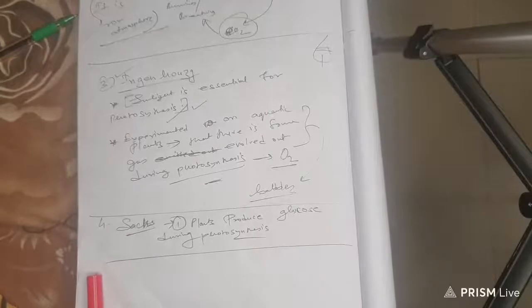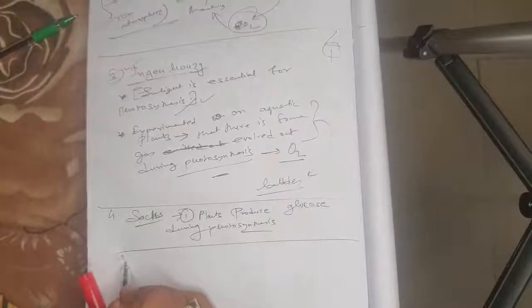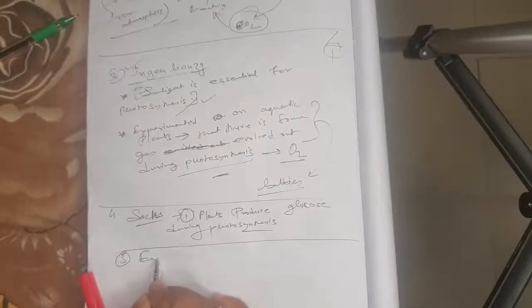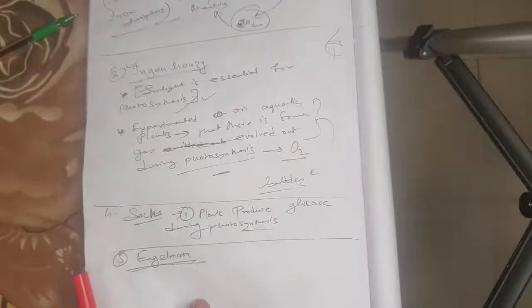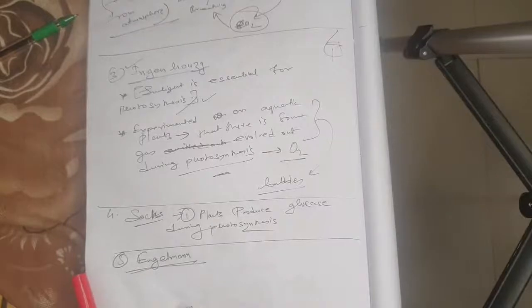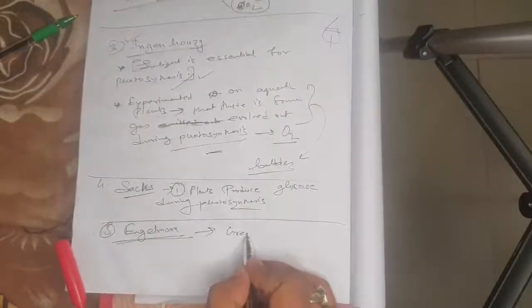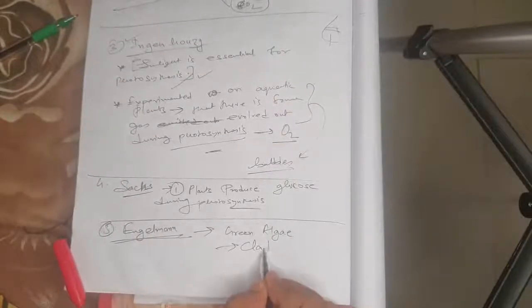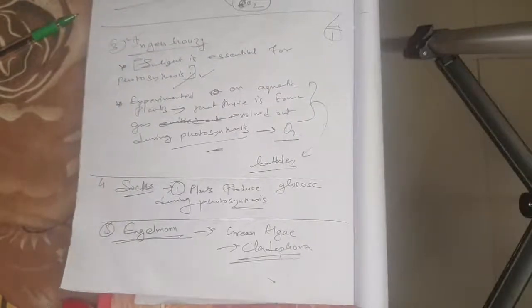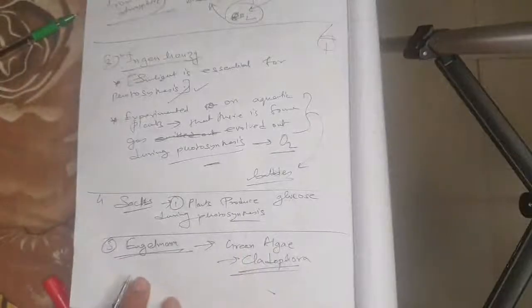Okay, fine. One more landmark discovery. The 5th landmark discovery was by Engelmann, and his experiment was with green algae, Cladophora. Now his experiment is a very important experiment that I must tell you. Okay, what was his experiment? Actually, I'll take the next page to explain it to you. Just hold on for a second.